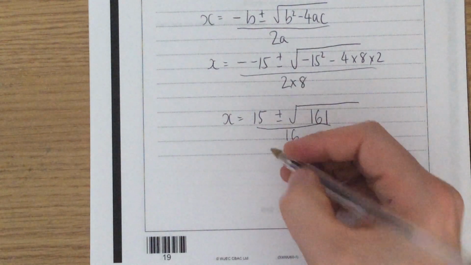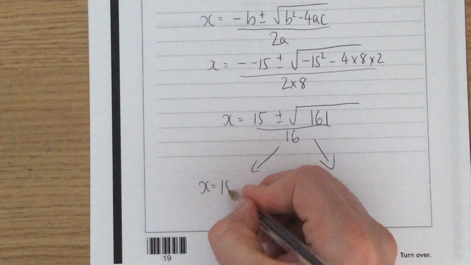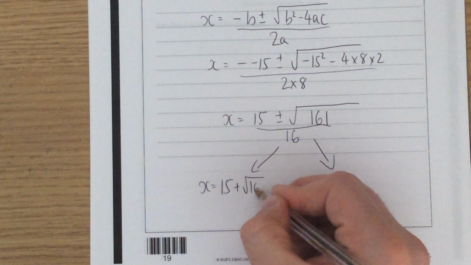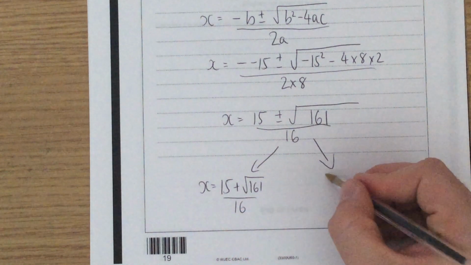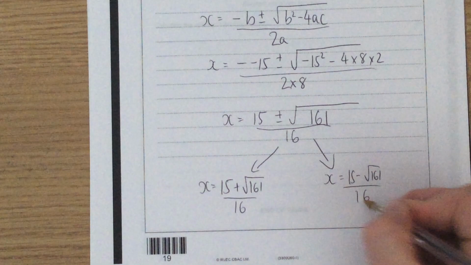At this point, I can split into my two possible solutions. So the first one is that it's 15 plus the square root of 161 divided by 16. And then the second one is that it's 15 subtract the square root of 161 divided by 16.